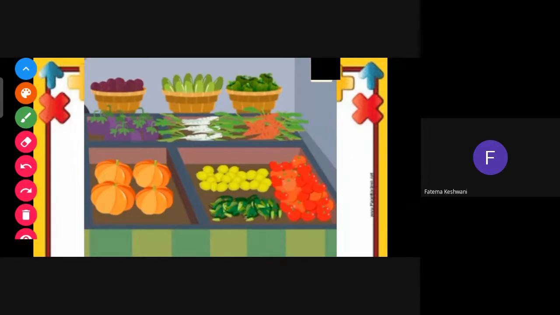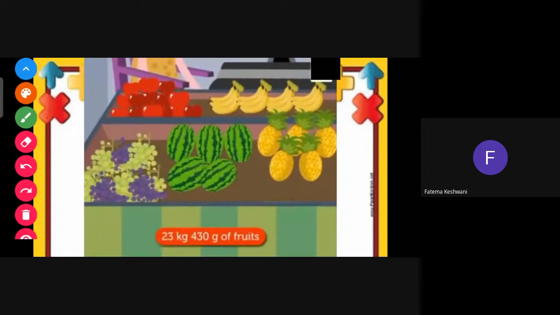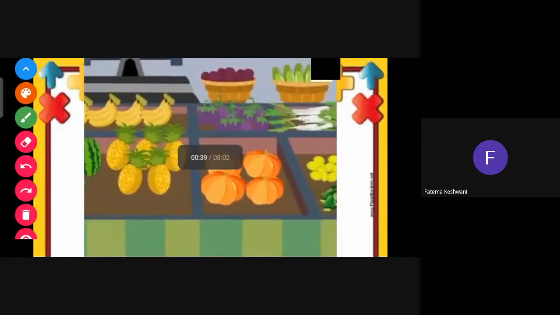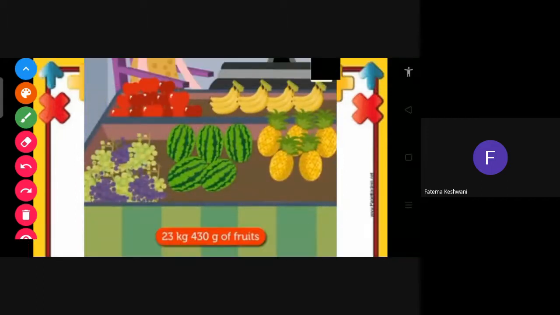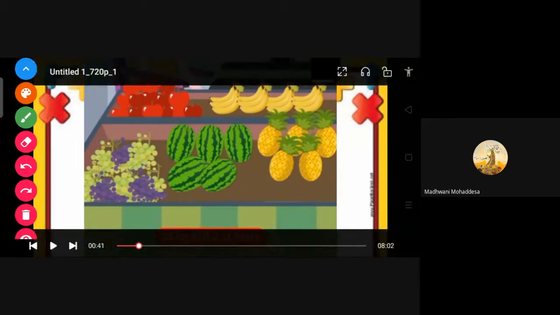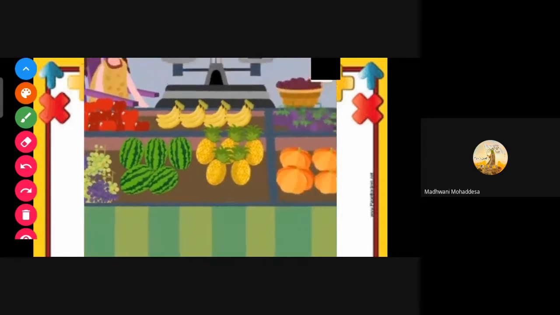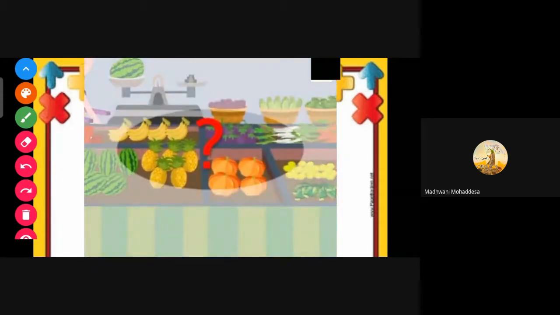Now let's see about the fruit also. Here it is given about fruit: 23 kg and 430 gram of fruit. So now let's see the question. This is the situation. Now the question will be presented to us, and we will see what the question is.